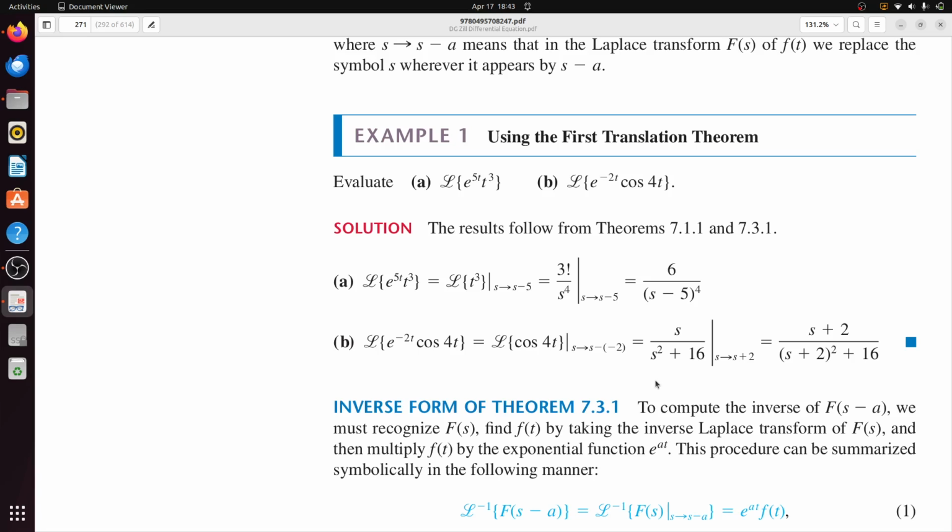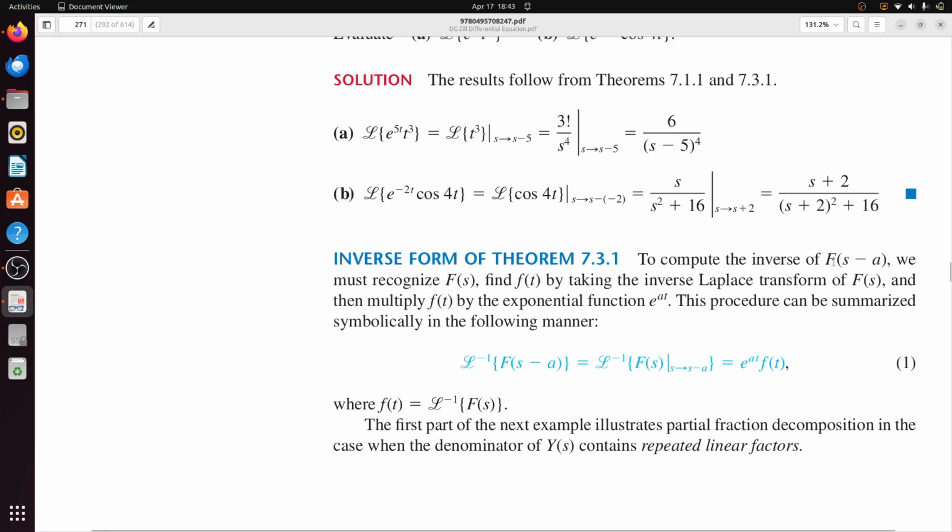Now, to compute the inverse of F of s minus a, we must recognize what F of s actually is, then we just multiply by the exponential of at. So you have to perform the steps in a reversed order. This is the symbolic statement of what I am telling you: for the Laplace inverse of F of s minus a, you determine the Laplace inverse of F of s, which is actually f of t, and then multiply it with e to the power at.